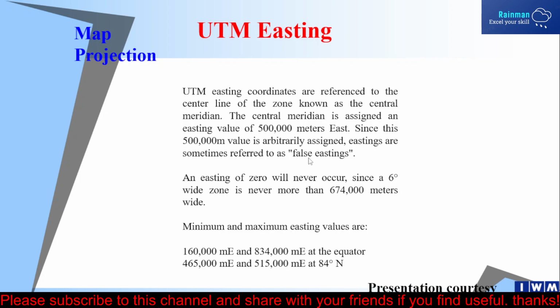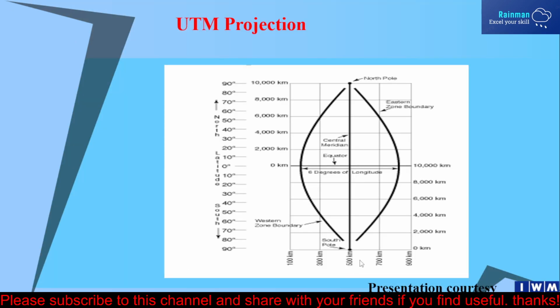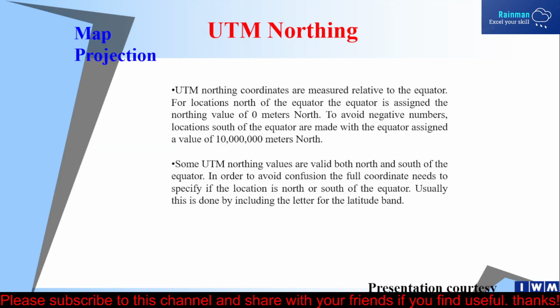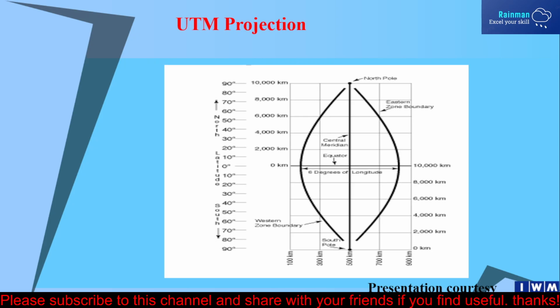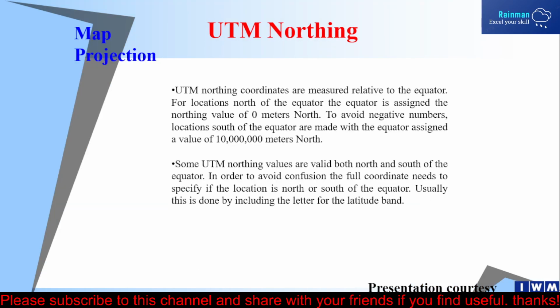The central meridian is assigned as 5 lakh meters easting. This is my central meridian. This is 500. See, 5 lakh, 500 kilometer. That means 5 lakh meter. We consider it for the simplification of the coordinate system, to avoid the negative value. And for UTM northing, we consider the equator. The equator is assigned as 10,000 meters for the same region.